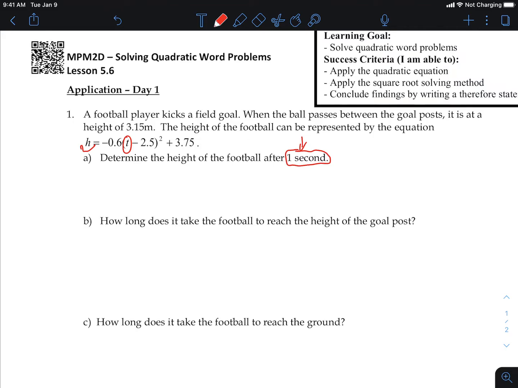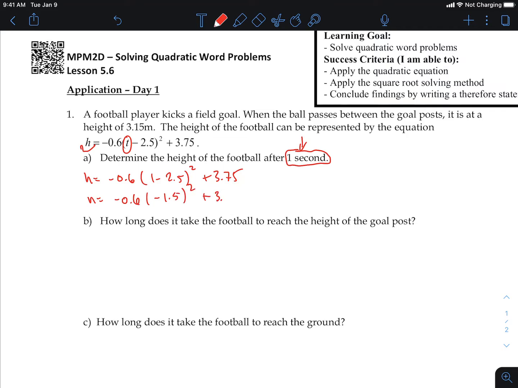These are okay to have decimal numbers, right? Because this is a continuous curve in the real world. So you're just going to plug it in. So h equals negative 0.6 times (1 minus 2.5) squared plus 3.75. Are you going to stress about the fact that you have a negative number here? No, because you're going to square it. Doesn't matter. Right? So h equals negative 0.6 times negative 1.5 squared.